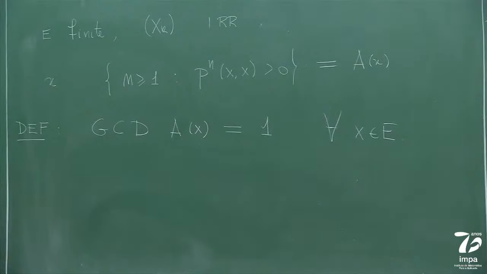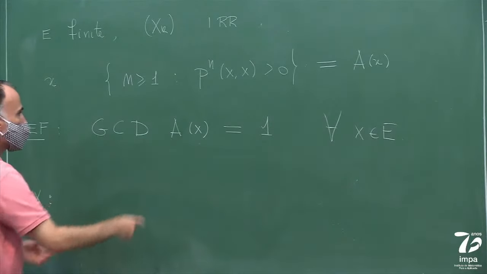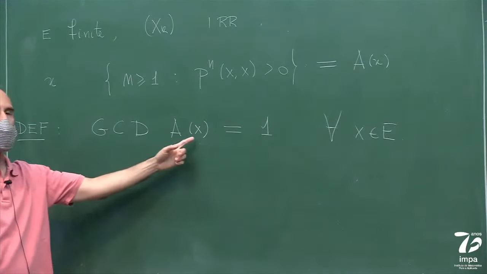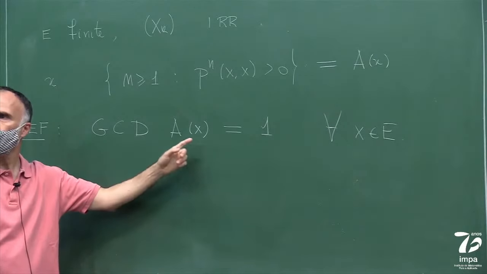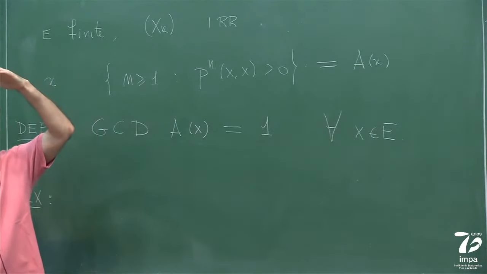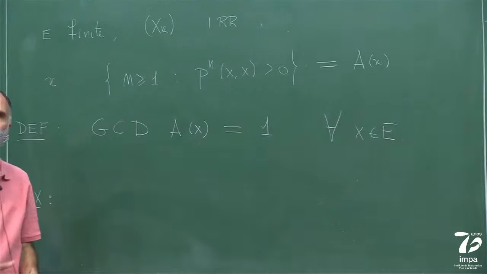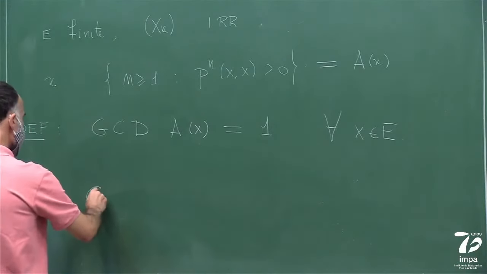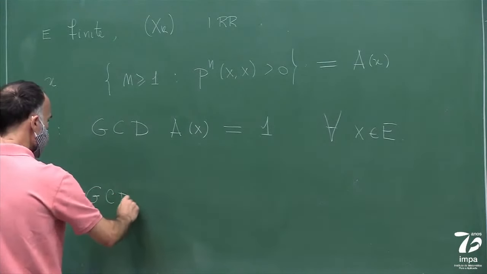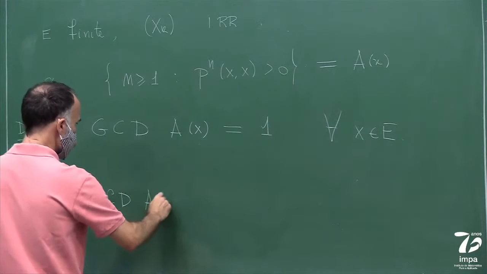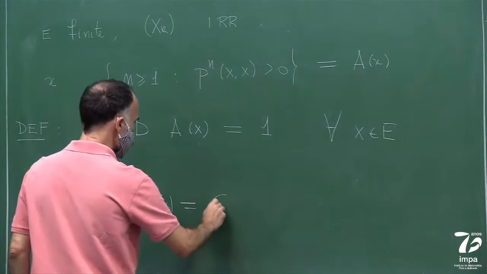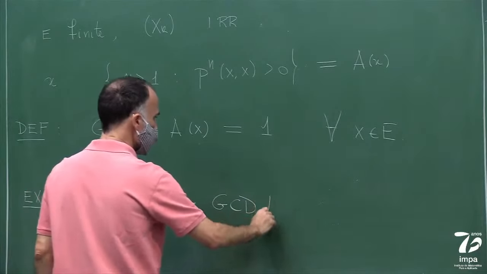Of this set A(x). Okay? And I will say that the chain is aperiodic if the greatest common divisor is 1 for all x in E. Okay? So this is the definition, and therefore, in this example, this is not satisfied. So an exercise for you to prove is that this greatest common divisor does not depend on x. So under my assumption that the set is finite and irreducible, then the greatest common divisor of A(x) is equal to the greatest common divisor of A(y).